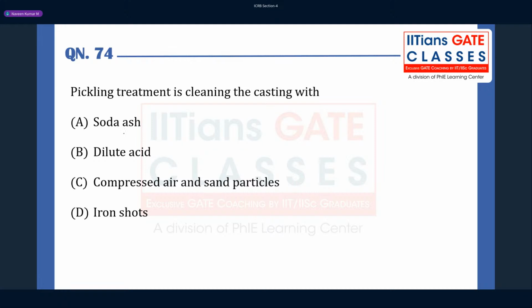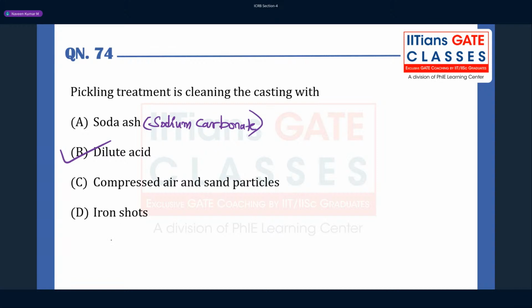the steel or the material with dilute acid, and this dilute acid can be anything. Generally it removes inorganic contaminants. So dilute acid will be the right answer. Soda ash is nothing but sodium carbonate, and I think it is not used for cleaning the casting. Dilute acid is what is used for cleaning the casting which is corroded.